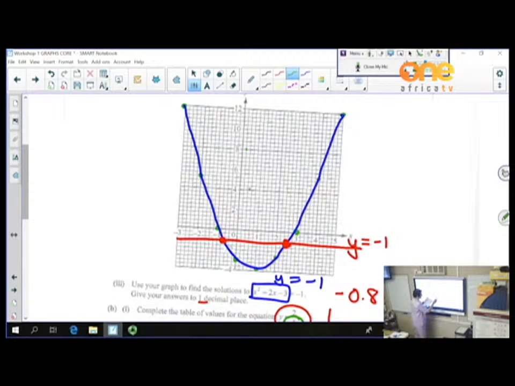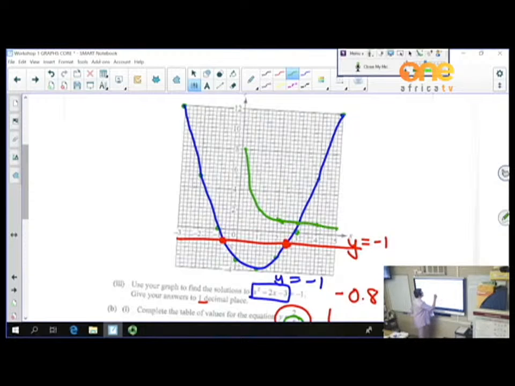And 1, 2, 2, 1, so they're in the middle, and then 3, 0.7, 4, a half, and the last one, 5, 0.25, which is there. And now I can join those points again with a smooth curve.